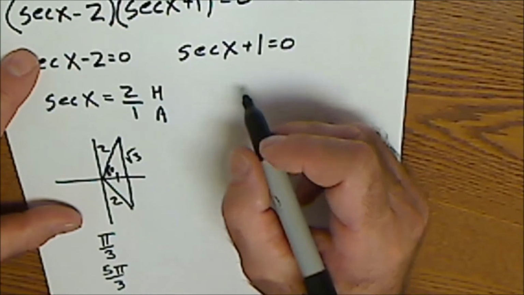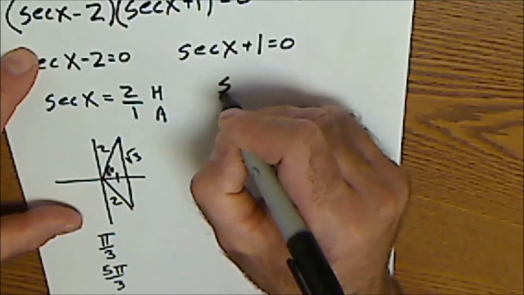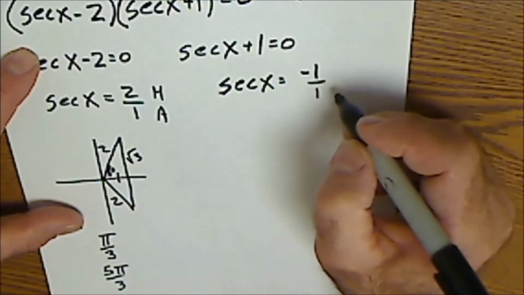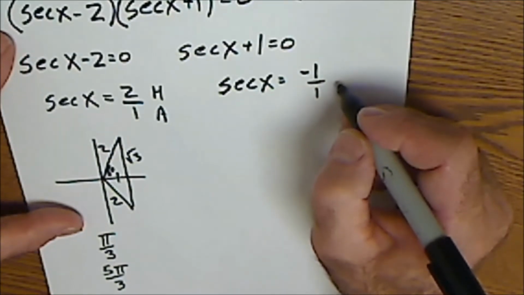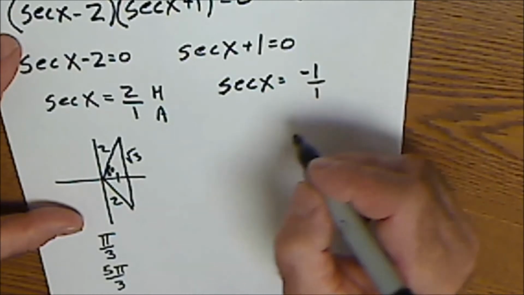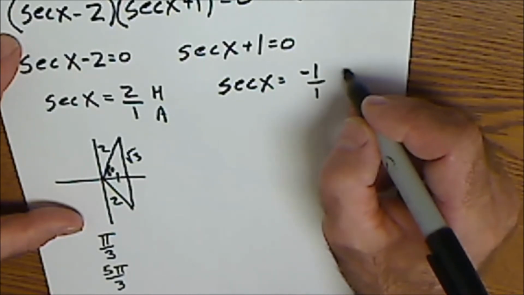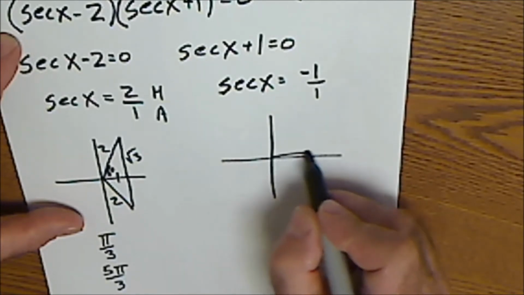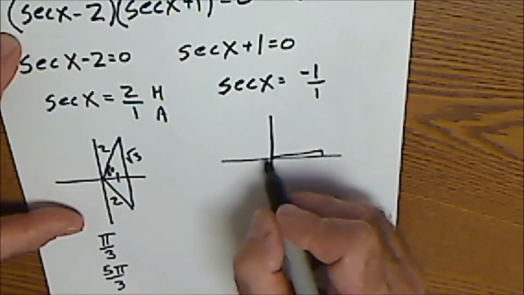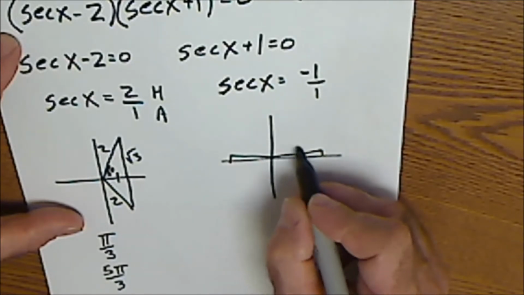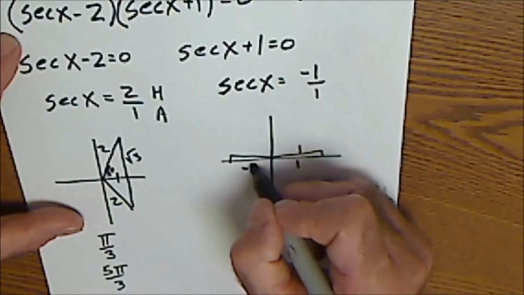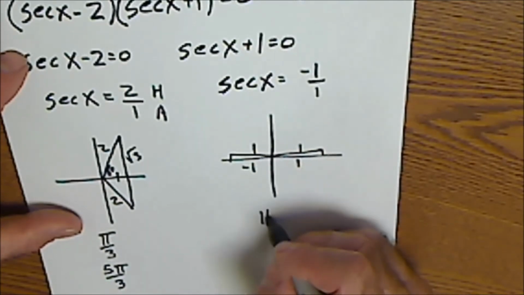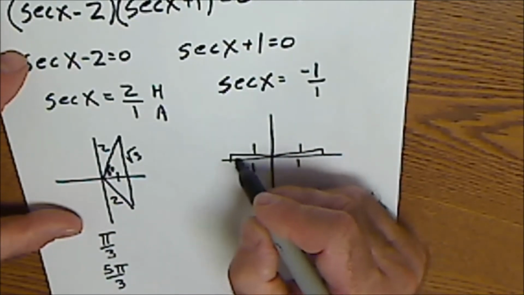On this side right here, I subtract 1 from both sides. Secant of x is equal to negative 1 over 1, where my hypotenuse is a 1 and my adjacent's a 1. That's going to happen here and here. But this is 1 over 1 and I have negative 1. So it's negative 1 over 1. So it's only going to happen at pi. So this solution is pi and 2 pi there afterwards.